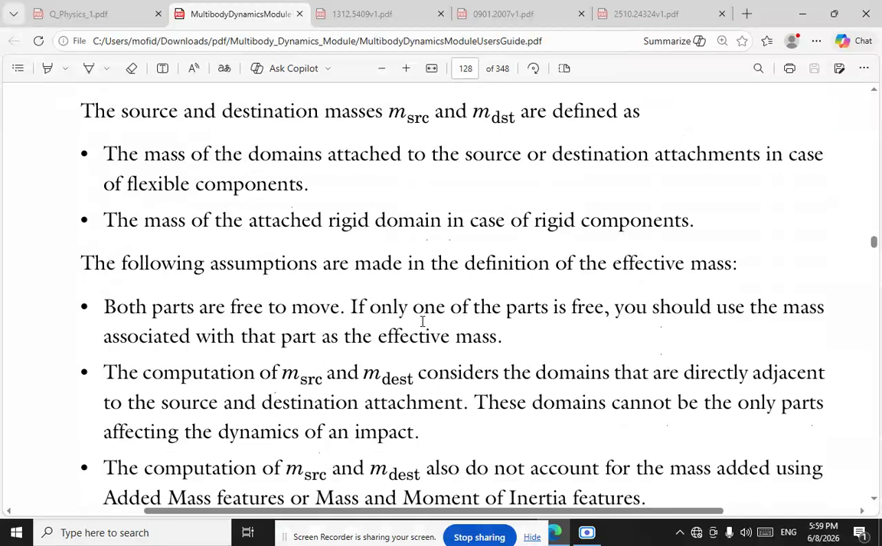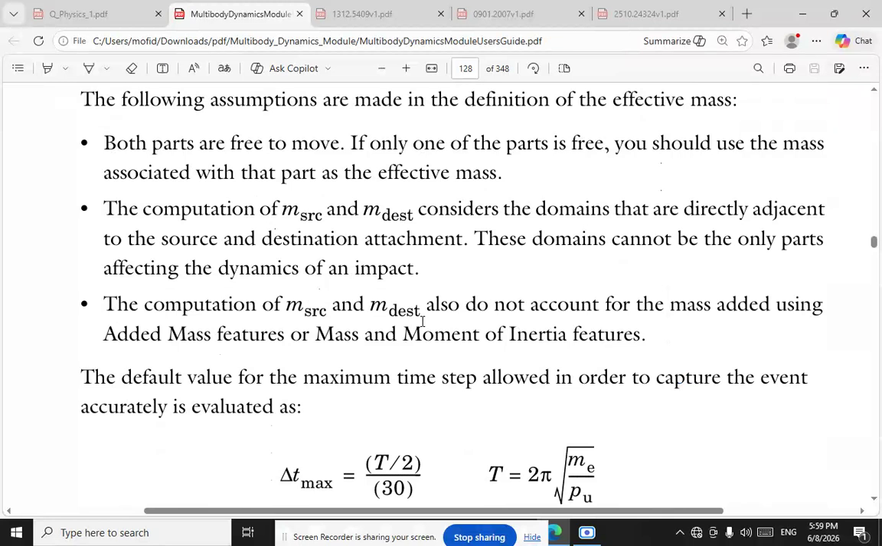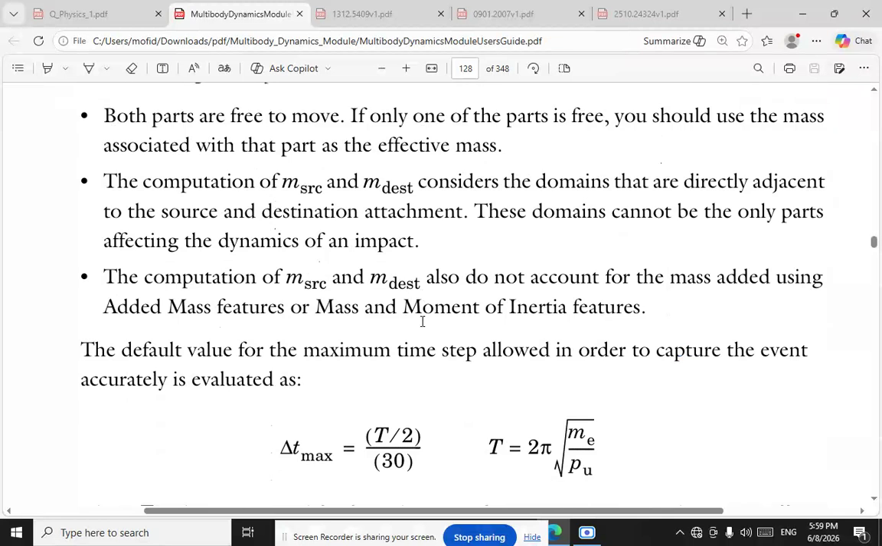In case of flexible components, the mass of the attached rigid domain is used. In case of rigid components, the following assumptions are made in the definition of the effective mass. Both parts are free to move. If only one of the parts is free, you should use the mass associated with that part as the effective mass. The computation of M source and M destination considers the domains that are directly adjacent to the source and destination attachments. These domains cannot be the only parts affecting the dynamics of an impact. The computation of M source and M destination also doesn't account for the mass added using added mass features or mass and moment of inertia features.